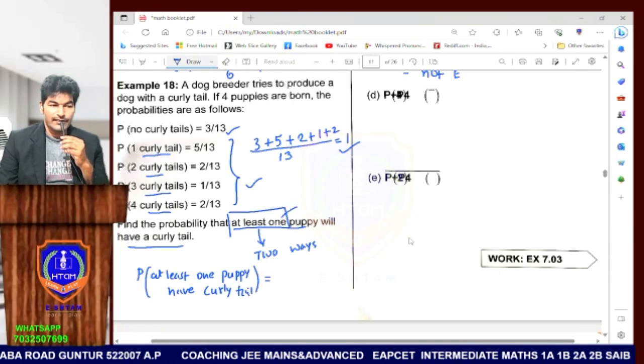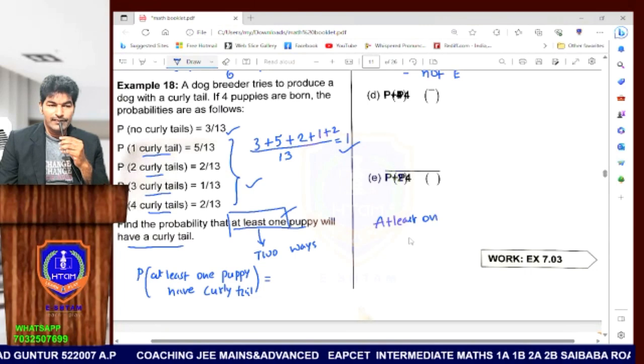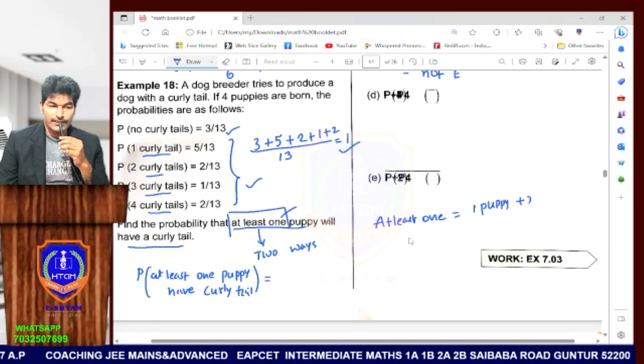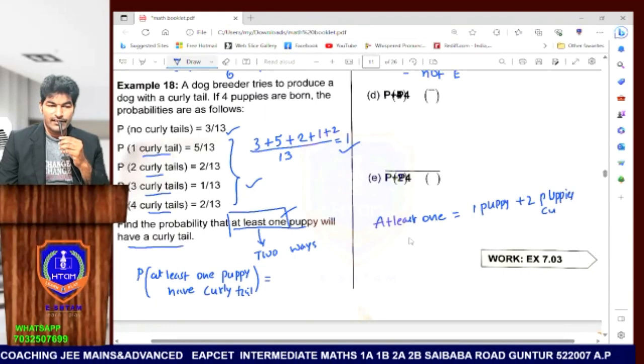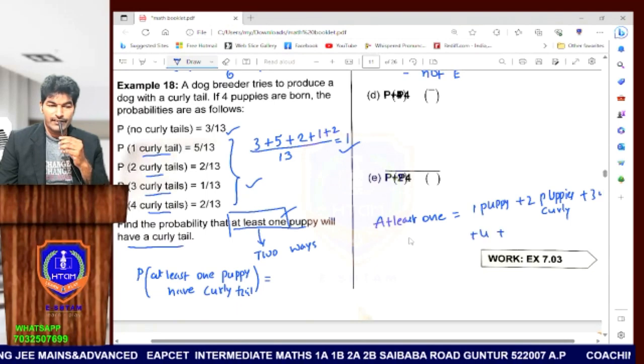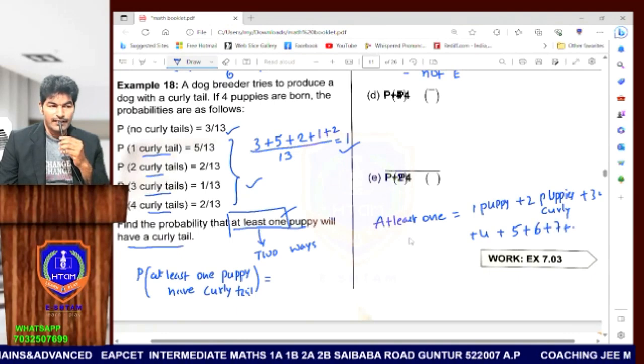So what he said, at least one. At least one means at least one. So that means one puppy having a curly tail, plus two puppies having a curly tail, and 3 puppies, 4 puppies, 5 puppies having a curly tail, 6 puppies, 7 puppies, and so on, up to 13 puppies having a curly tail. This is the possibility of that.